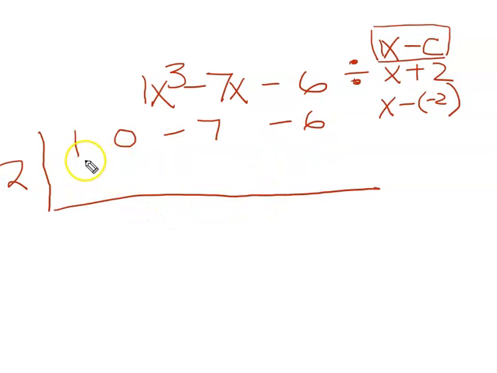Now, the protocol for doing it is whatever's here, we just take down and put it there. So that's a 1. Now, we take the negative 2 multiplied by the 1 and get a negative 2. We don't change signs, we just add these up. This will be a negative 2. Now, we take our negative 2 and multiply it by this negative 2 and get a positive 4. We add these up now and get a negative 3.